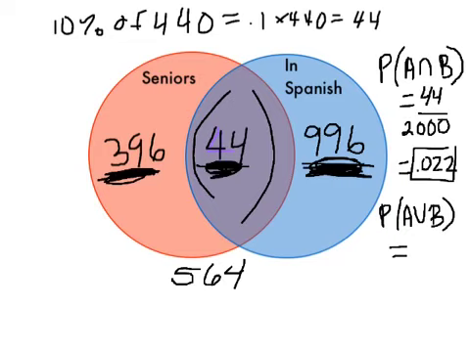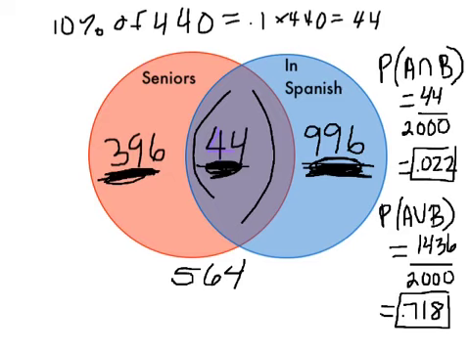Okay, so we add those up, we get 1,436. So it's 1,436 out of 2,000, which is 1,436 divided by 2,000, 0.718, which means 71.8% of the people are either seniors or in Spanish. And that's it.